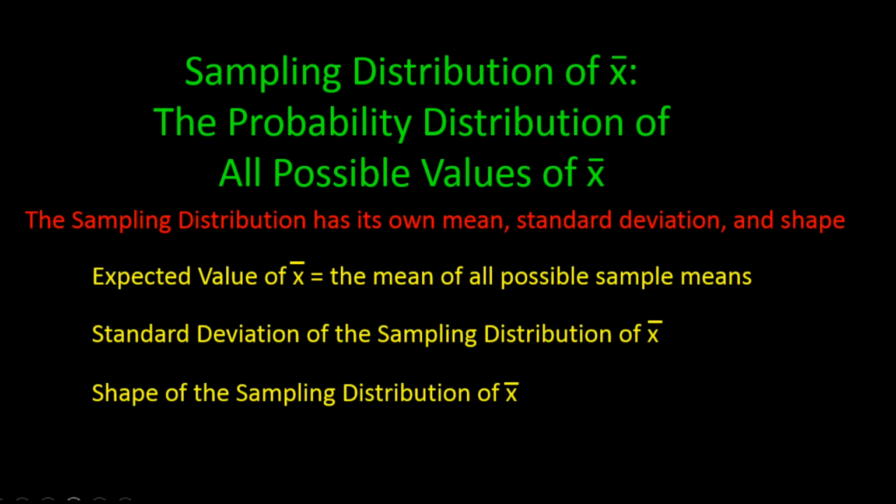In the past, we calculated the expected value of x for a single sample. Now we have multiple samples, each with its own x bar, so we are looking to calculate the mean of all of these means, and that is called the expected value of x bar, which is equal to mu. This means that if we use simple random sampling, the expected value or mean of the sampling distribution of x bar is equal to the mean of the population, mu.